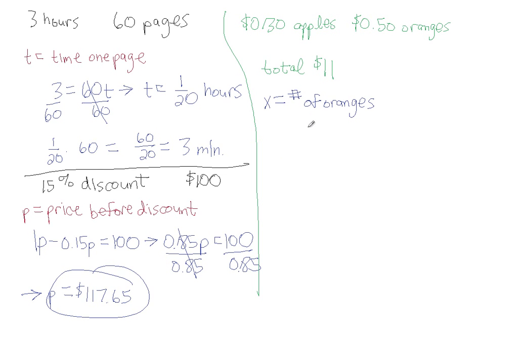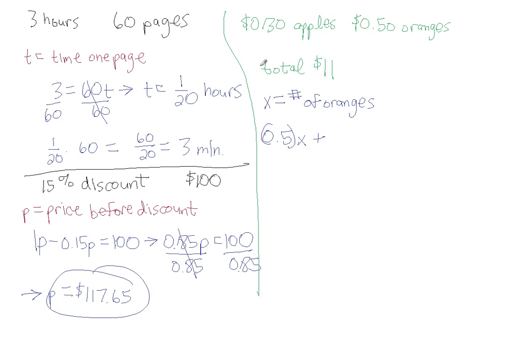Okay. So we have the price of an orange. We want to know how much we spent on oranges. So the price of an orange times the number of oranges is going to give us the total spent on oranges. So we have 0.50, or just 0.5, times x will give us the price of oranges.